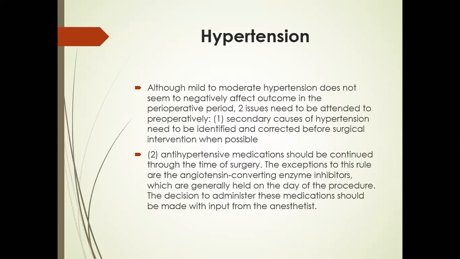Although mild to moderate hypertension does not seem to negatively affect outcome in the perioperative period, 2 issues need to be attended to preoperatively. The secondary causes of hypertension need to be identified and corrected before surgical intervention, when possible. And antihypertensive medications should be continued through the time of surgery. The exception to this rule are the ACE inhibitors, which are generally held on the day of the procedure, and the decision to administer these medications should be made with the input of the anesthetist.